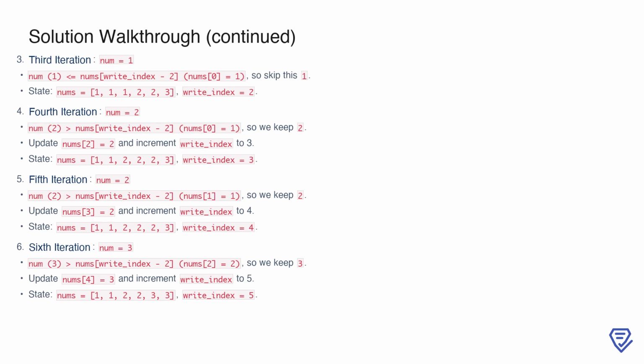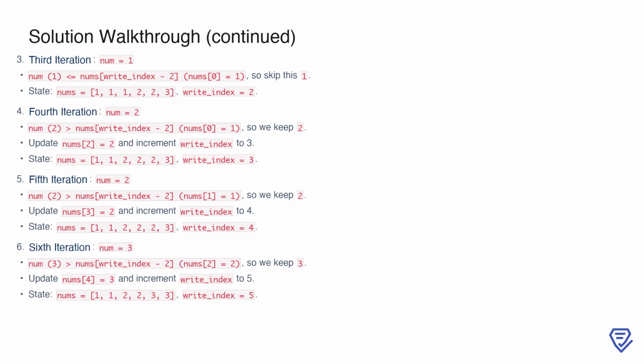Here, 2 is greater than nums[right_index - 2], which is 1, so it can be included. We write 2 at position 2 and increment right_index to 3. In the fifth iteration, we encounter another 2. Since 2 is still greater than nums[right_index - 2], which is 1, we keep it and write it at position 3. The right_index moves to 4.